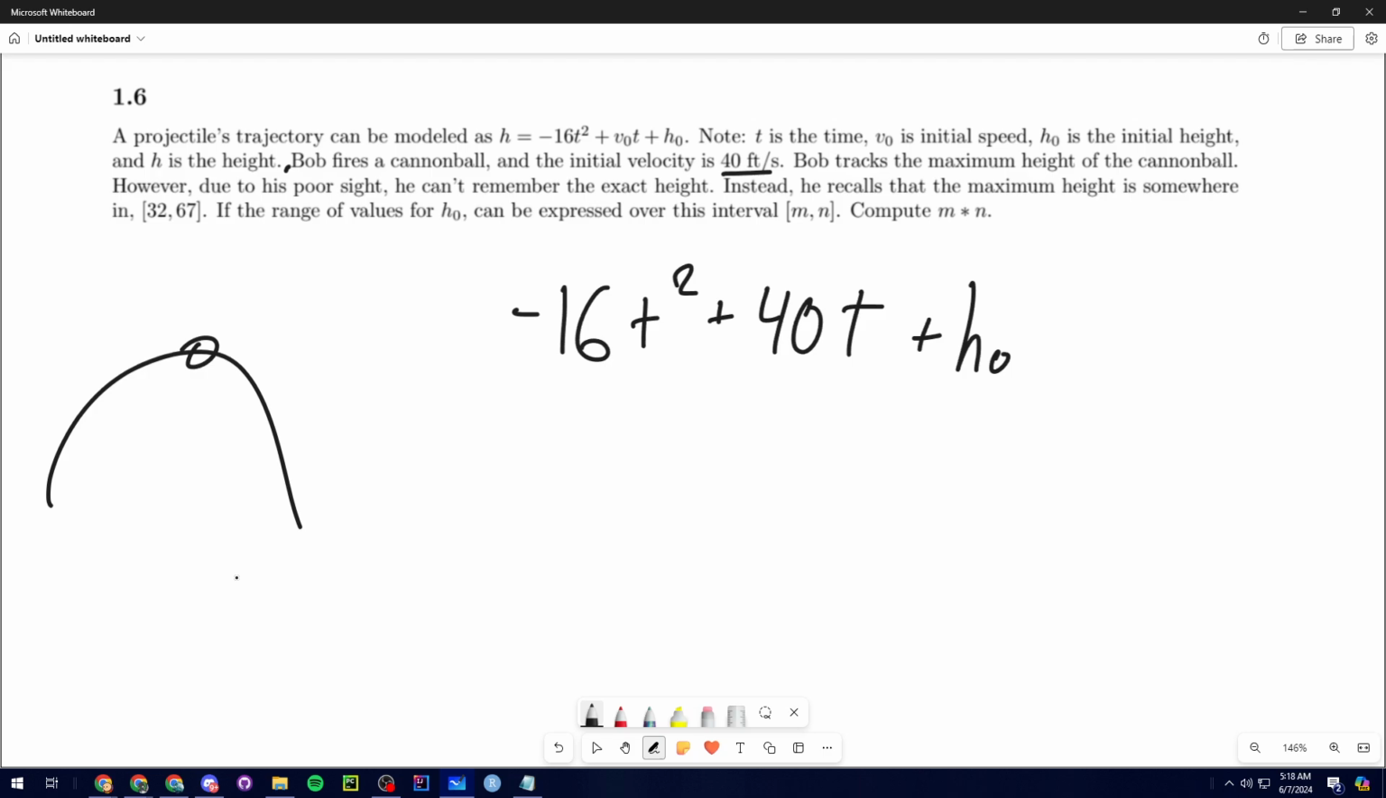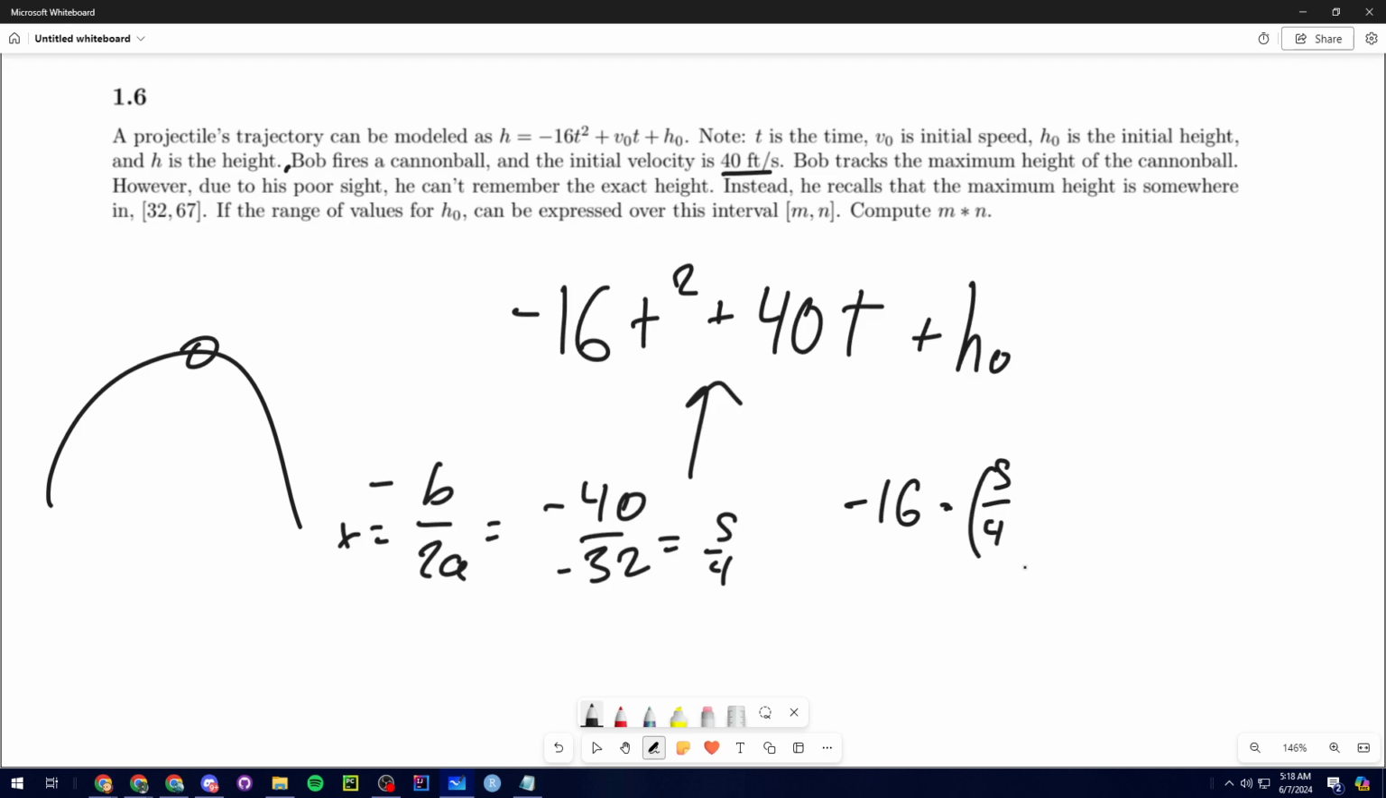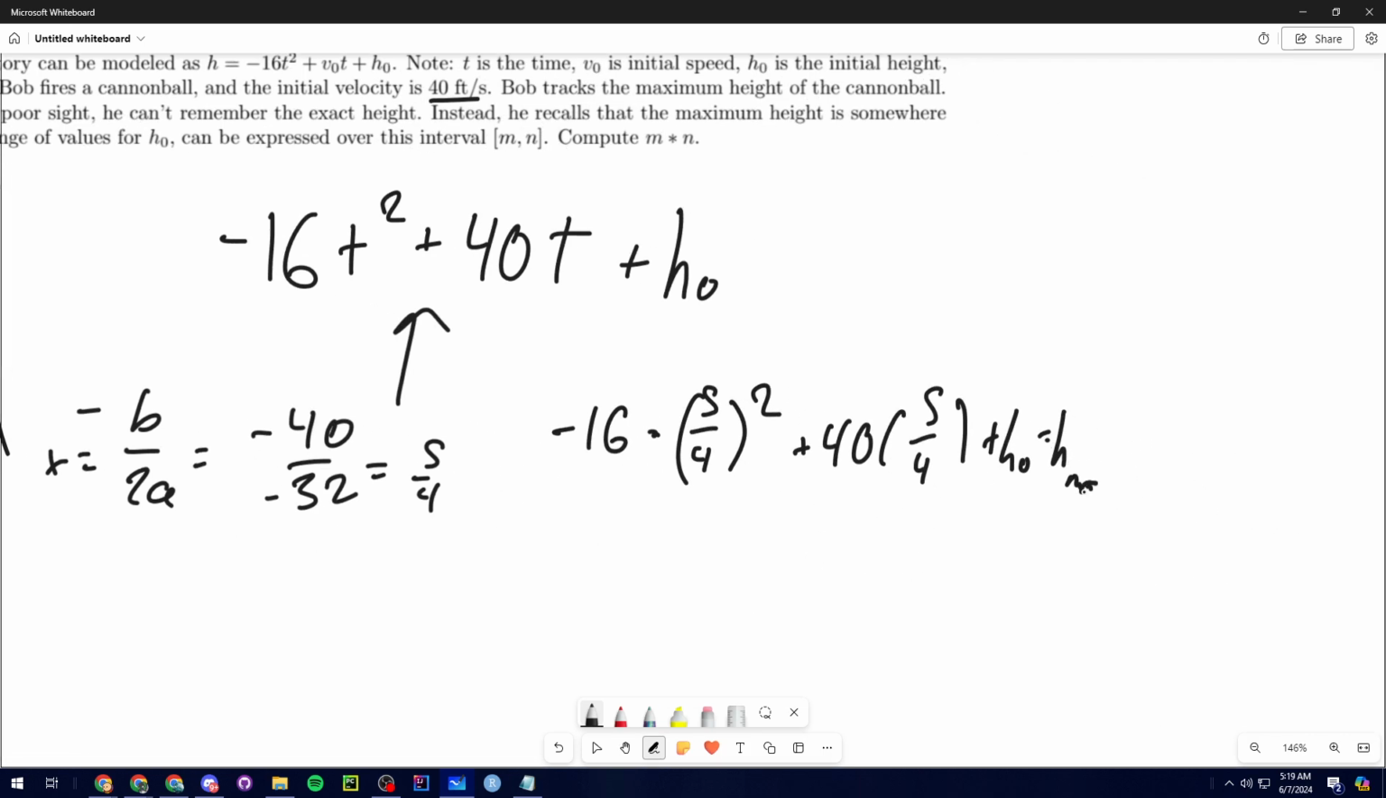That's your max height. In other words, if I want to find the vertex of the parabola, how do I do that? There's a really useful formula for that, which is x equals negative b over 2a. And you plug that x into the equation. So negative b over 2a is negative 40 over negative 32, which is just 5 over 4. Plugging that in gives you your max height. So negative 16 times 5 over 4 squared plus 40 times 5 over 4 plus h naught is equal to h max. I'm kind of running out of space on the screen, but yeah, h max, right?